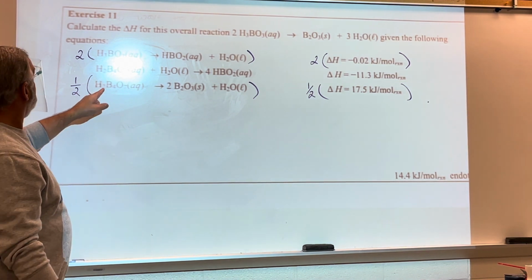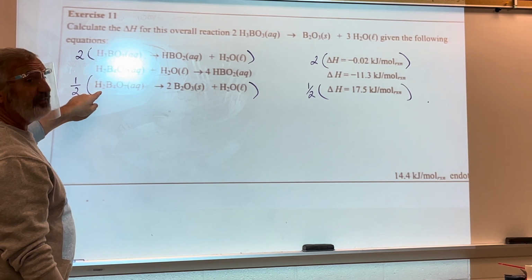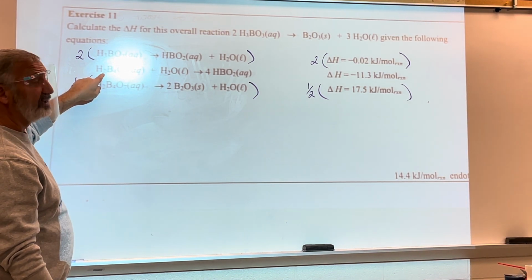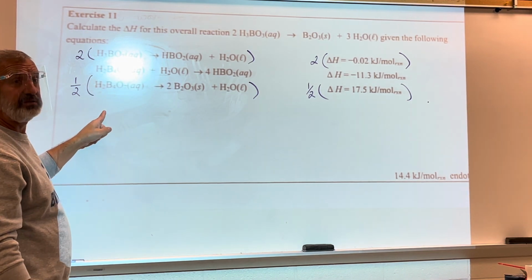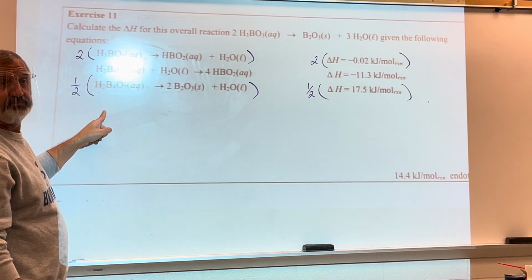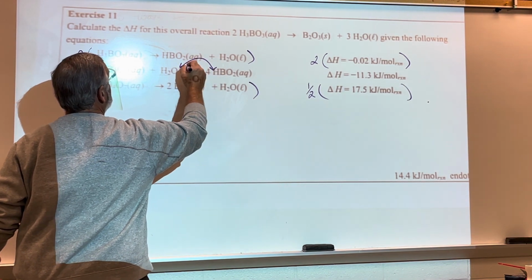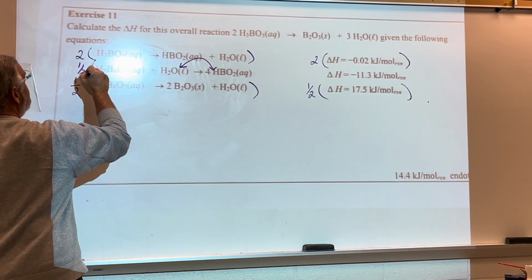Because this is only going to be a half H2B4O7 here, so I need a half H2B4O7 on the other side to cancel it out, right? So I'm going to need to reverse this equation and multiply it by a half.